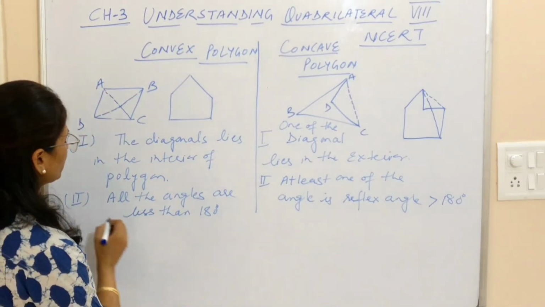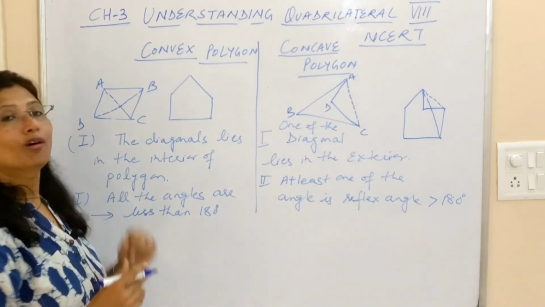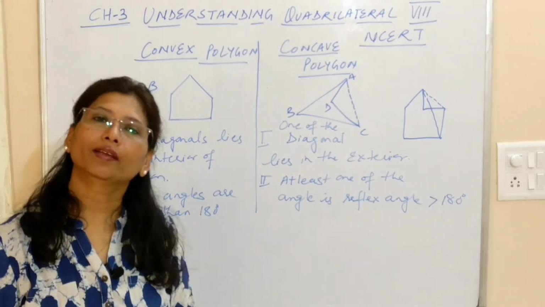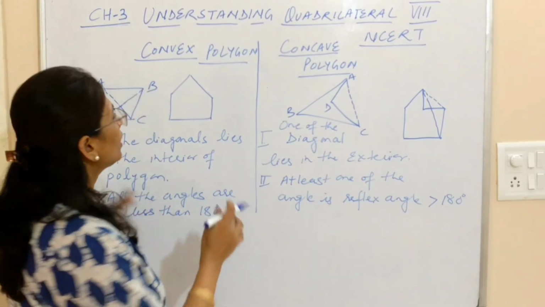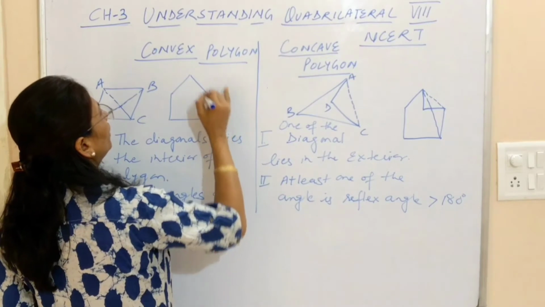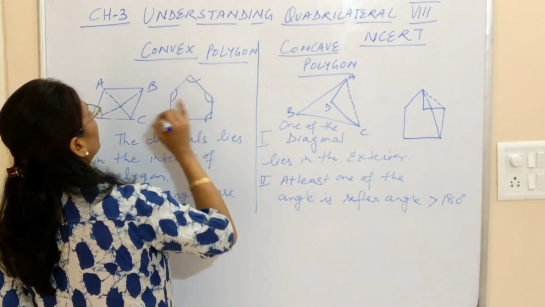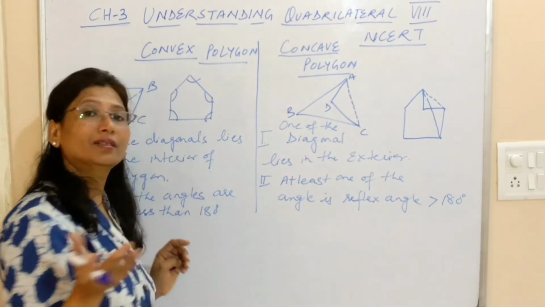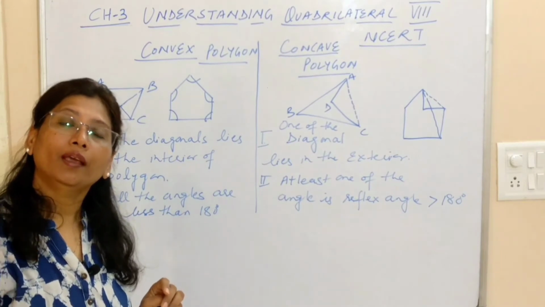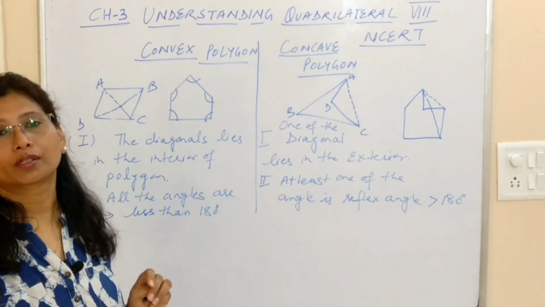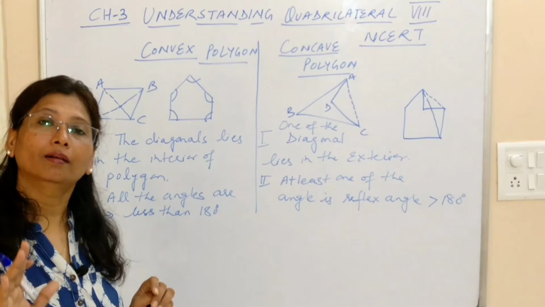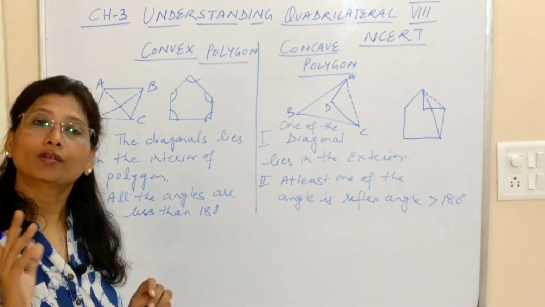Second point is, in the case of a convex polygon, all the angles are less than 180. If you see any of the interior angles that it forms, be it a hexagon, a septagon, or an octagon, if the angles are less than 180, then it is a convex polygon.